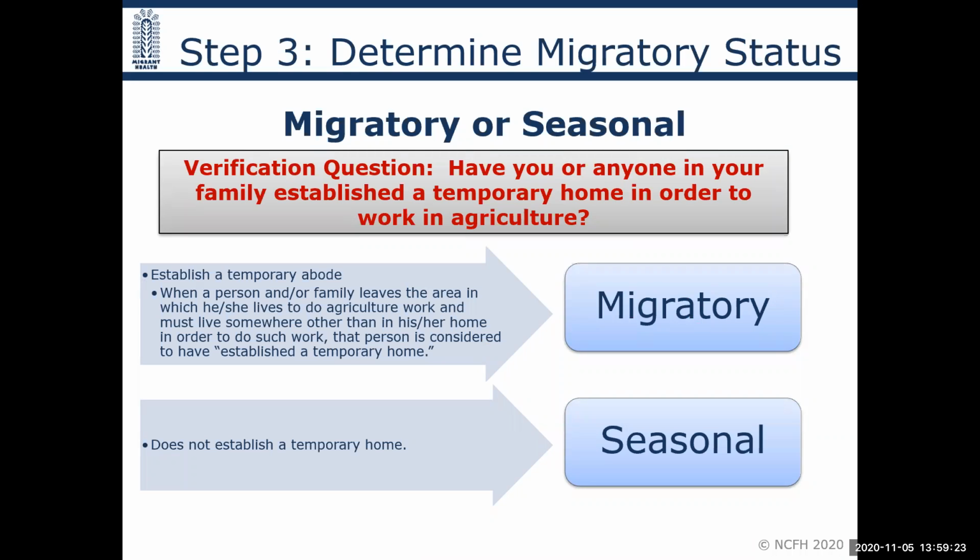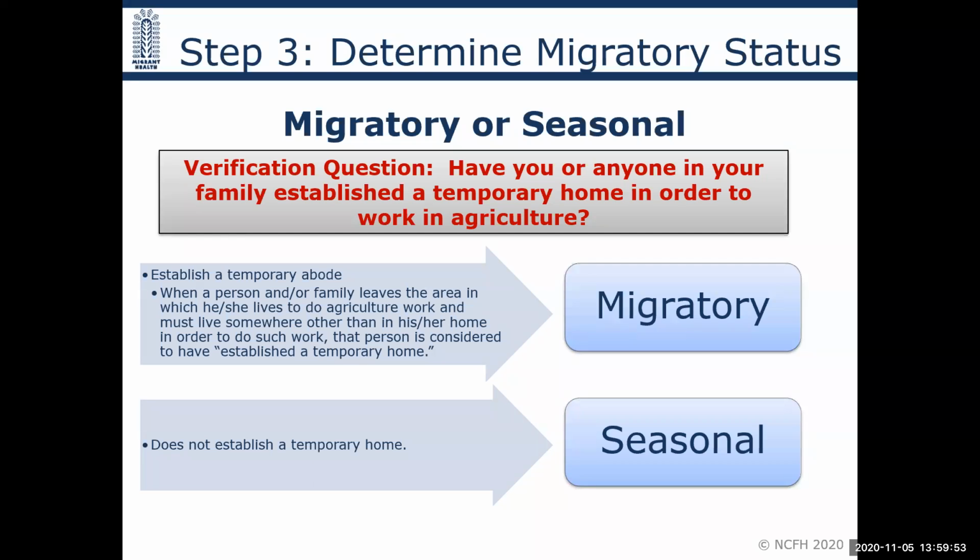And then step 3, we want to inquire about migratory status. The verifying question here is, have you or anyone in your family established a temporary home in order to work in agriculture? So if they're a migratory worker, then they've had to establish a temporary home to do that work, whether that's going to another state or somewhere else within the same state, but they have to establish a temporary home in order to do that work.